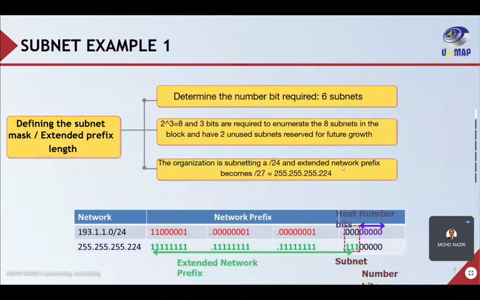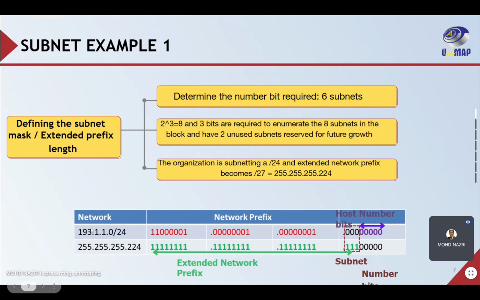The organization is subnetting the /24, and the extended network prefix becomes /27. How do we get this? So basically do it like this. But in class, doing it one by one we won't finish. This is just to explain how it is done. So for example, you have 193.1.1.0/24 given. This is in decimal, so you need to convert to binary.